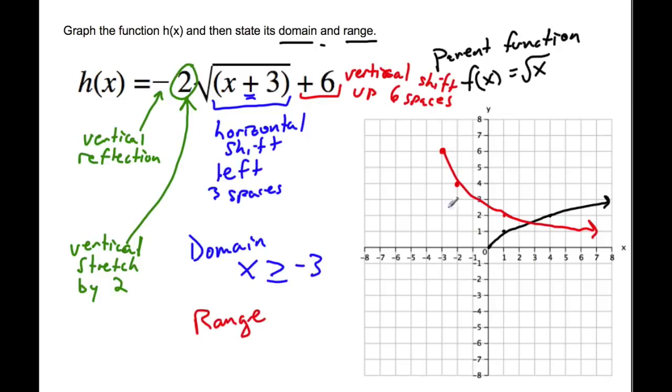You can see in the y direction, range talks about the y's. We can see we start at 6 and it goes down from there. So all the y's are less than or equal to 6. So there you have our graph in red, and we've got our domain and range.